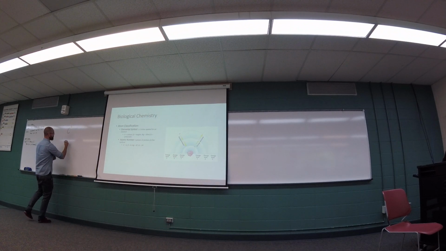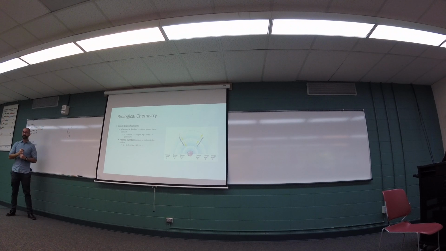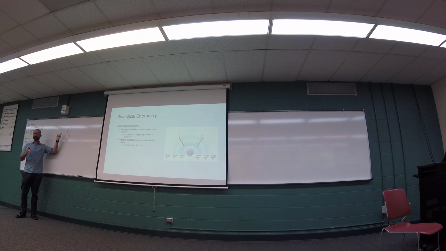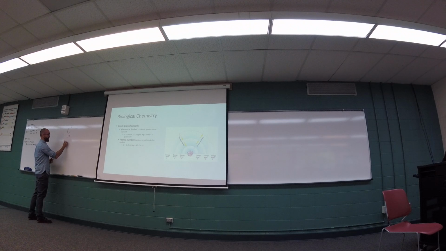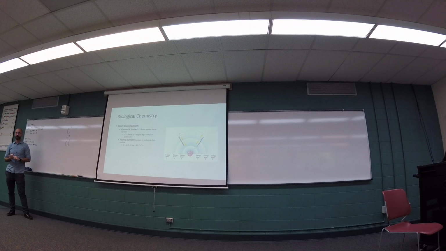So nitrogen, for example, has an atomic number of 7, which means that it has 7 protons. If something happens to carbon and it picks up another proton, it's no longer carbon. All of a sudden, it's nitrogen. Oxygen has an atomic number of 8, and that will always be so.